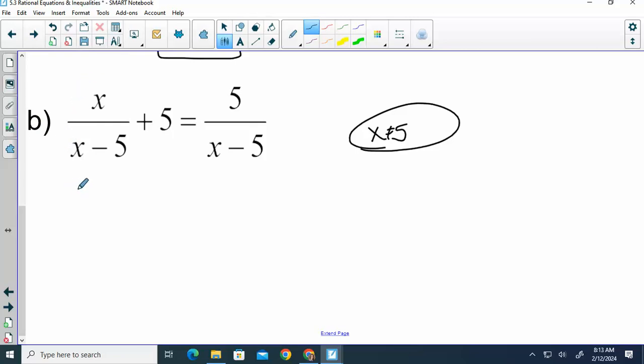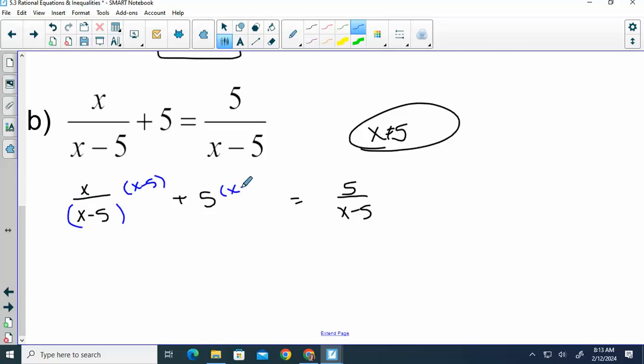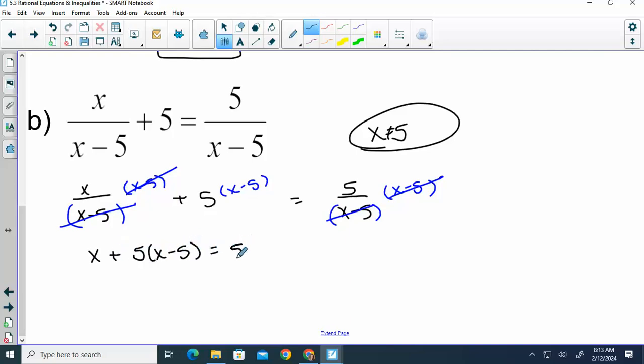Okay, so we really have 3 pieces here. I'm going to rewrite it. I need more space. So multiply this. X minus 5. Whatever you do to one, you have to do to every single term. So those cancel, and those cancel. Is there anything else we have to multiply by? No. No, fractions are gone. So we have x plus 5 times the x minus 5 equals 5.